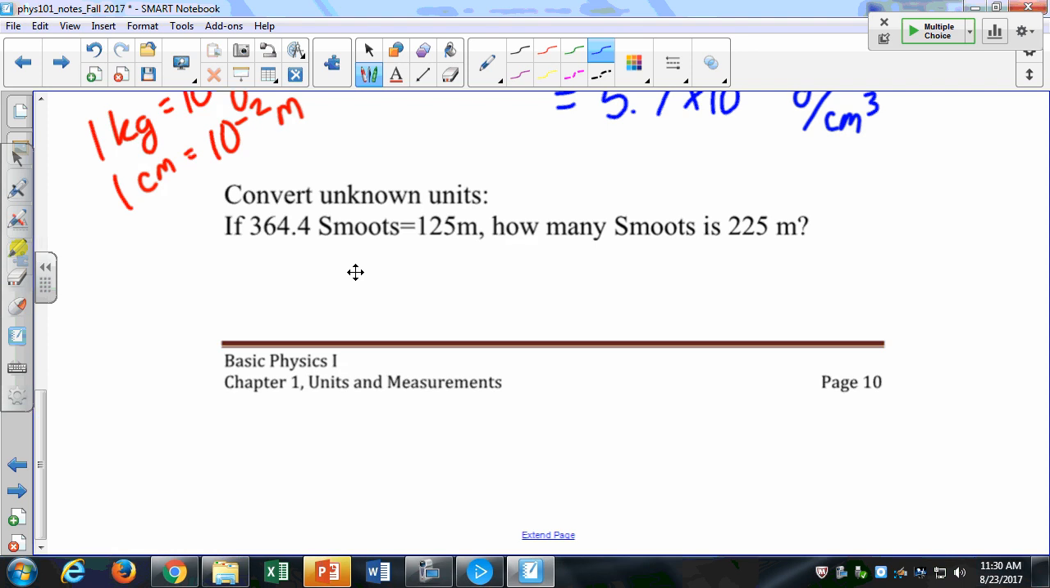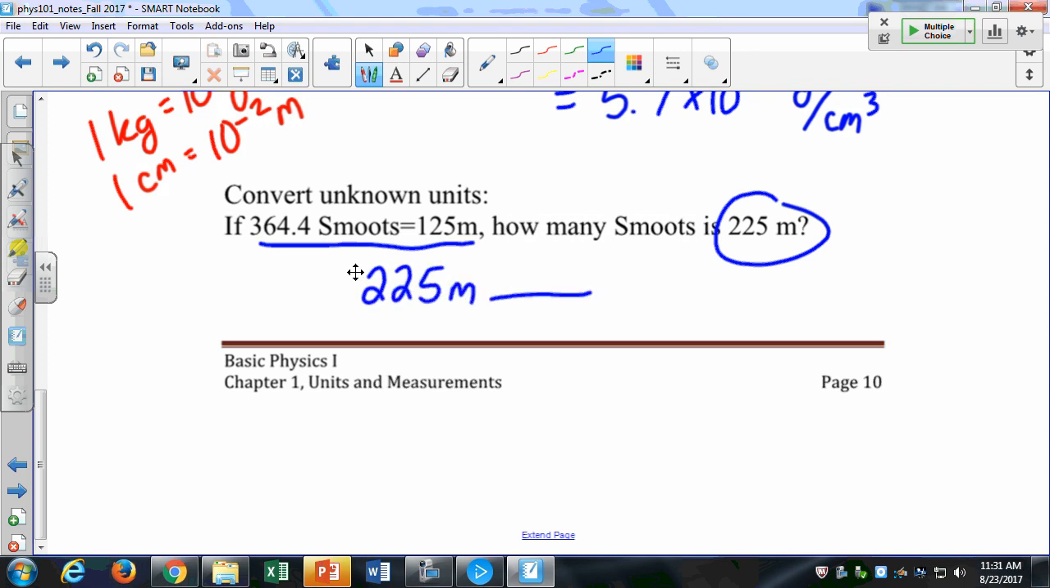So let's say that we know the unit conversion factor is this: that bridge is a little more than a football field long, 125 meters long, and it measures out to be 364.4 smoots. That's how long the bridge is in meters and in smoots. I can use that, like a unit conversion factor, to determine how many smoots some other bridge that's 225 meters is.